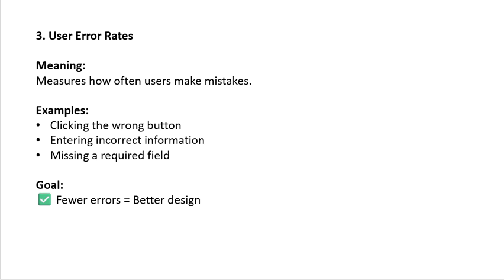Fourth is drop-off rate. This shows how many users quit before completing the task. For example, users leave the app before finishing the checkout. Find the reason, solve the problem, and give a better design and user experience. The goal is a lower drop-off rate, which gives a better user experience.